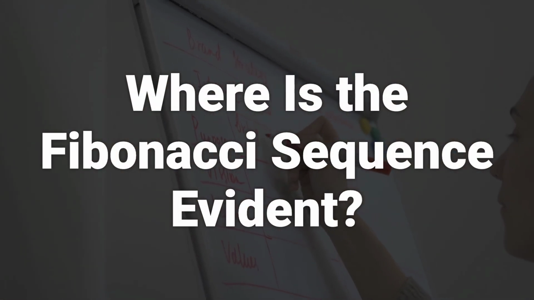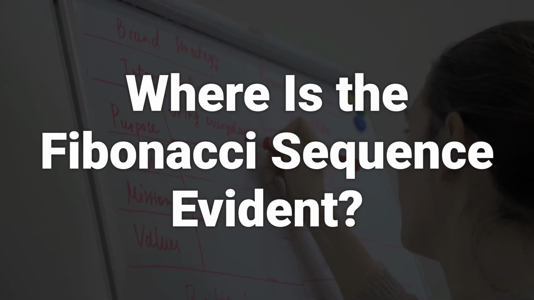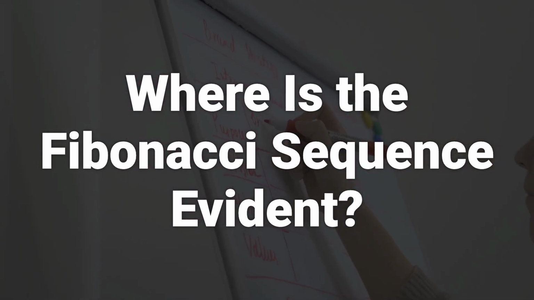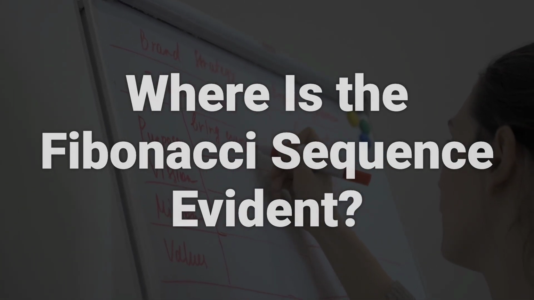The Fibonacci sequence is evident in almost all flowering plants, where the number of petals on the flower is a Fibonacci number. It is rare to find a flower where the number of petals doesn't follow the Fibonacci sequence.